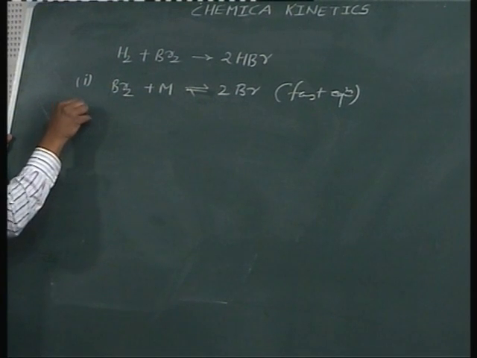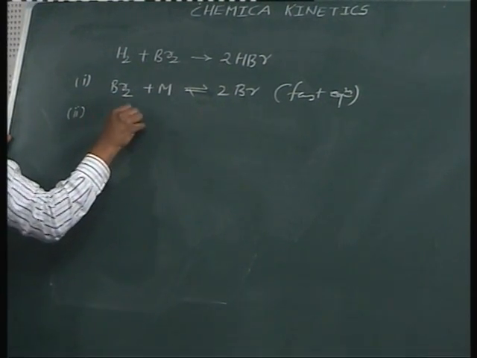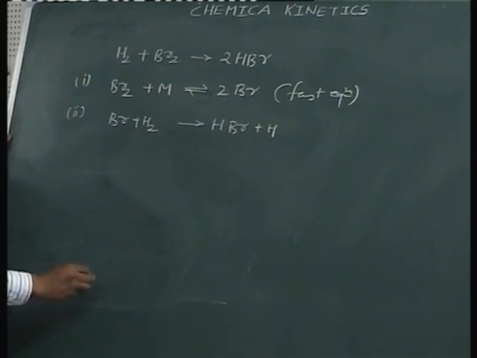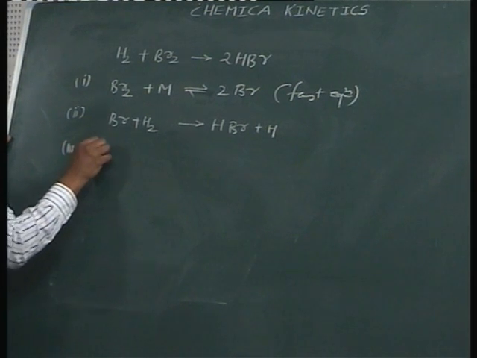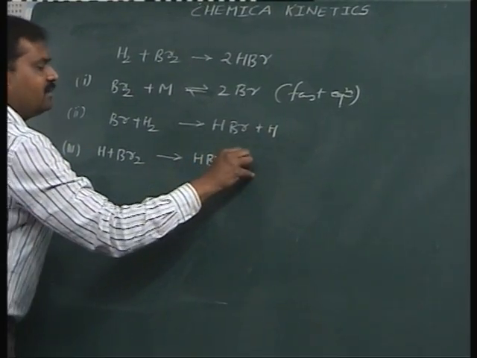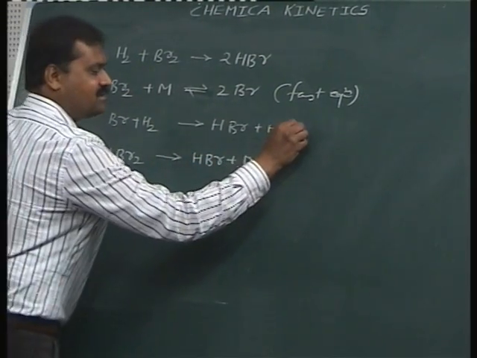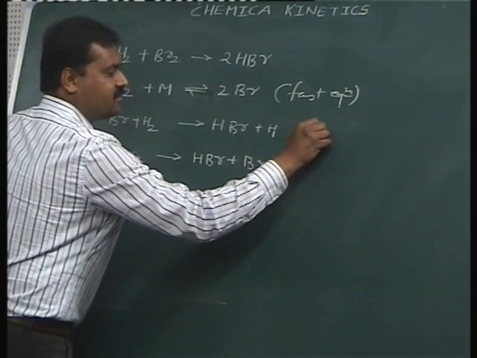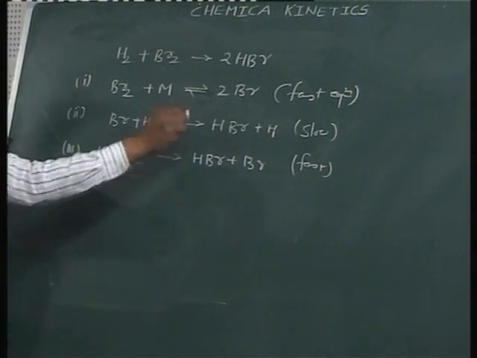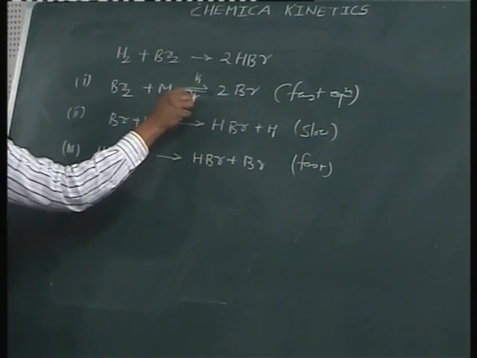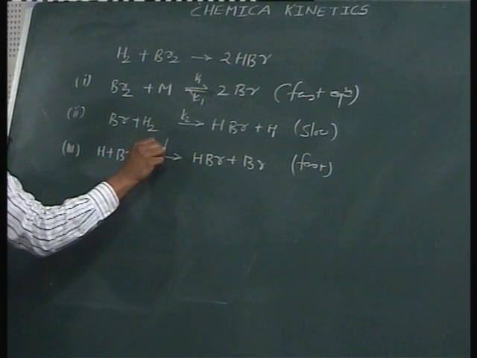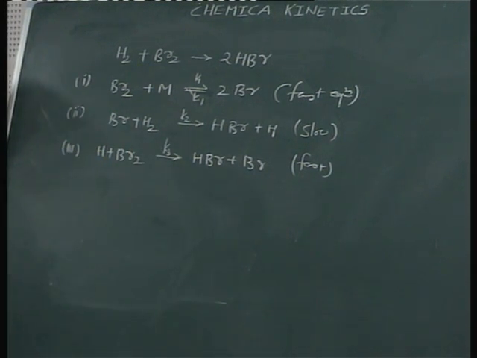In the second step, this Br will react with H2 to give HBr along with H, and in the third step that H will react with Br2 to give HBr plus Br. From these three steps, this will be the slow step, this will be the fast step. Now let the rate constant for this step be K1, for its reverse K minus 1, for the second step K2, and for the third step K3.